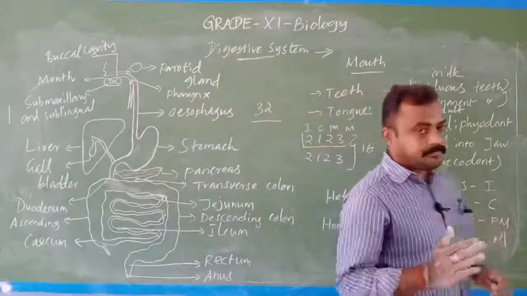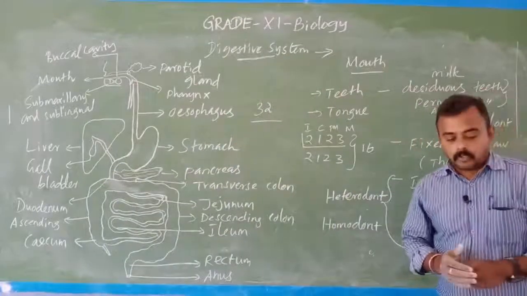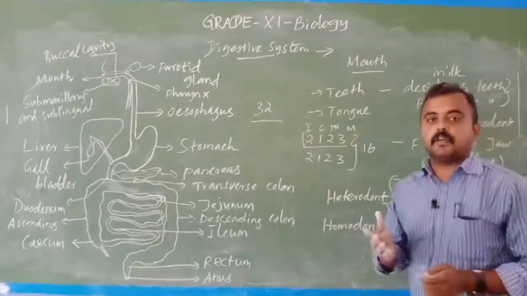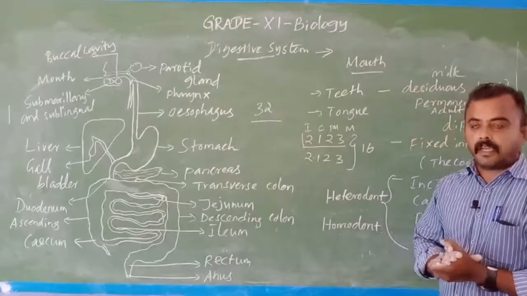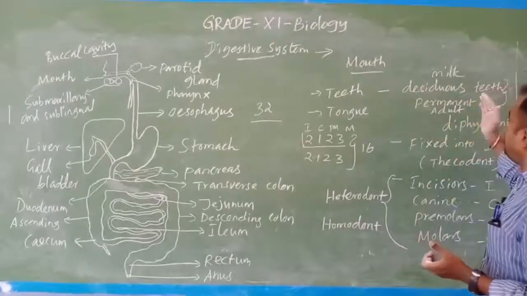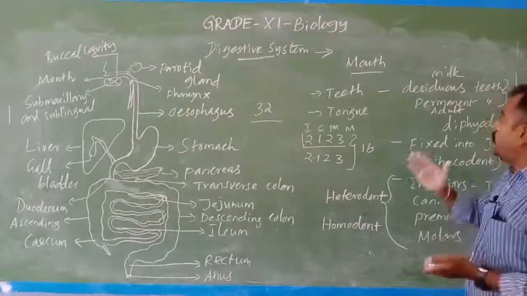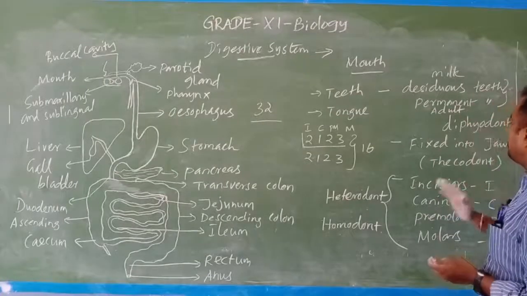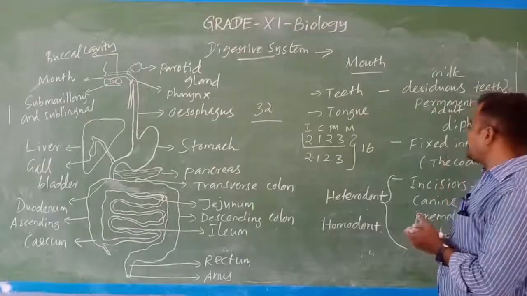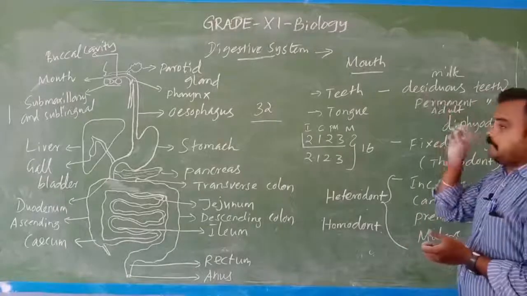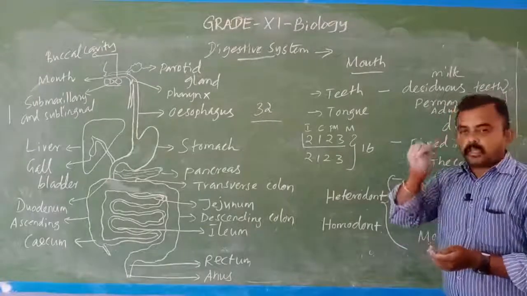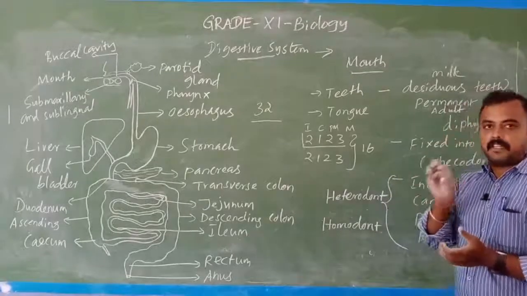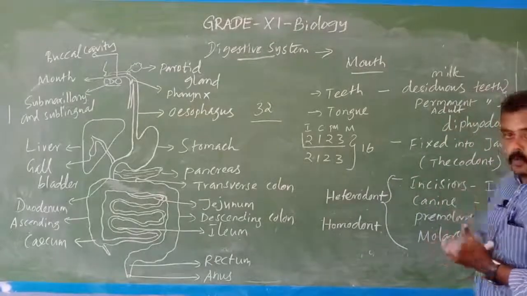Teeth are important to chew the food and grind the food. Here we have two types of teeth, milk teeth and permanent teeth. That's why it is called diphyodont. And the next one, teeth fixed into the socket of the jaw, that kind of teeth is known as thecodont.